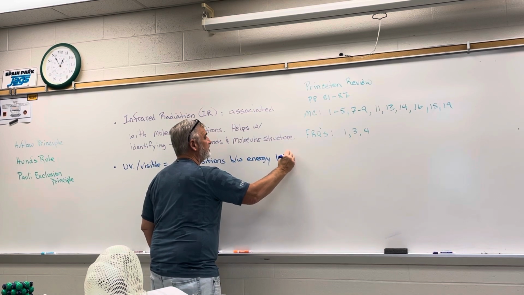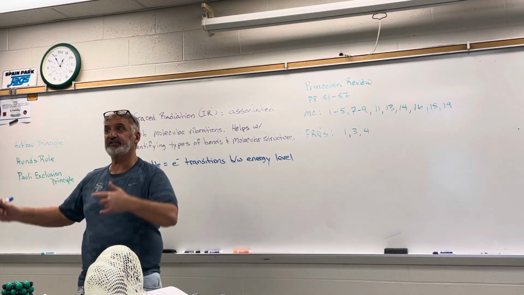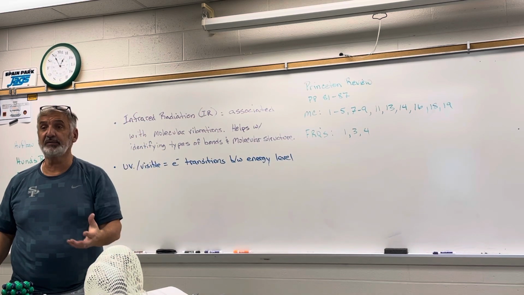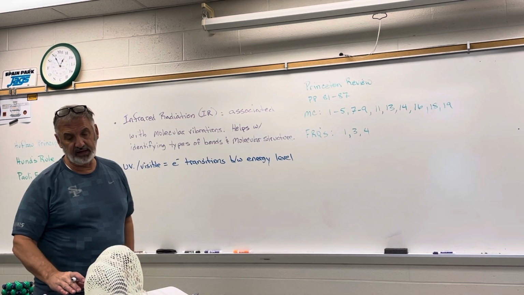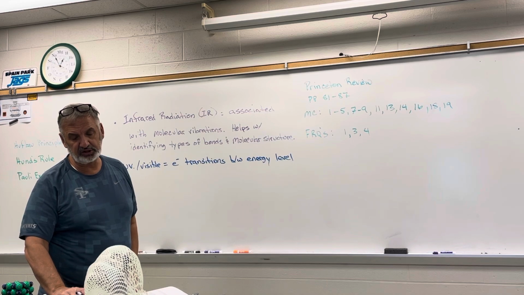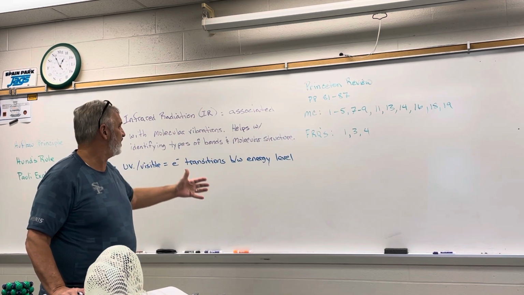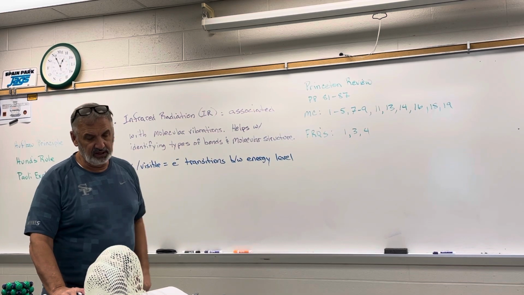Most of the transitions, electrons going up and down, are going to be caused by UV light or visible light. Electronic energy, and so it can be used to probe electronic structures. That's how we get the 1s2, 2s2. So it's all dealing with electrons.